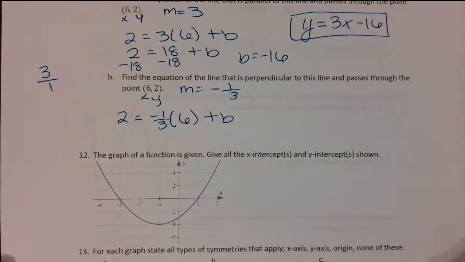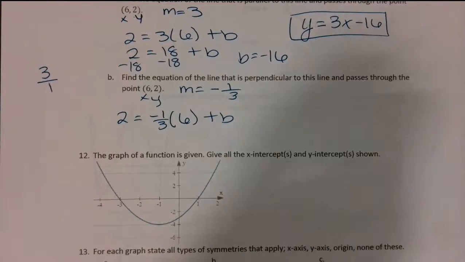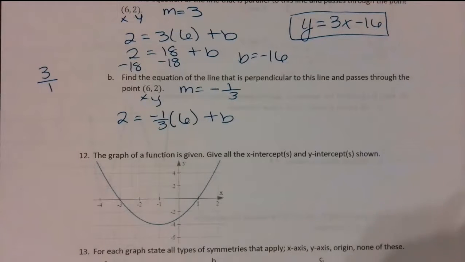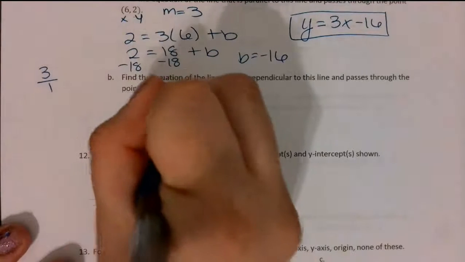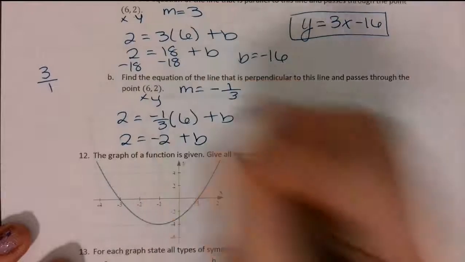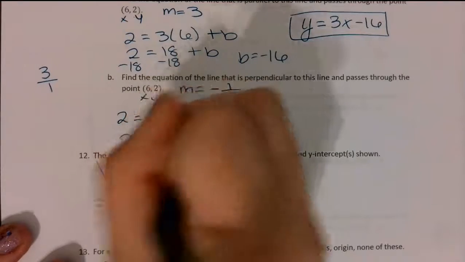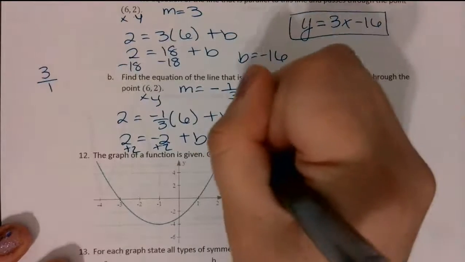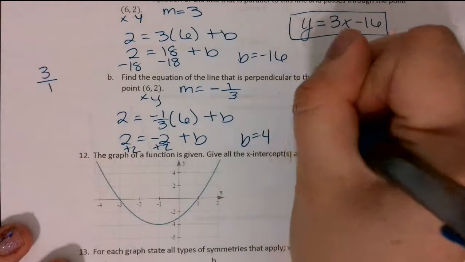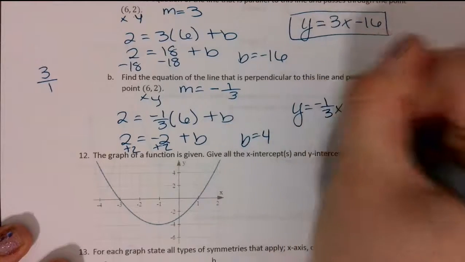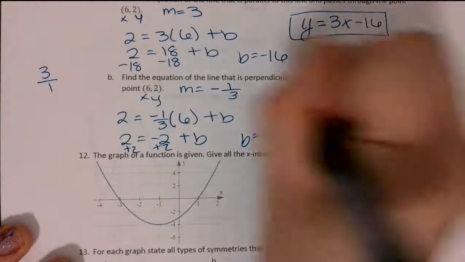I have 2 equals negative 1/3 times 6 plus b. Then I want to multiply negative 1/3 times 6. I can do the same thing. It's the same thing as dividing 6 by negative 3. So I have 2 equals negative 2 plus b. I want to add 2 to both sides, and I get b equals 4. Then I plug back in m and b to get the equation of my line. I have y equals negative 1/3 x plus 4.